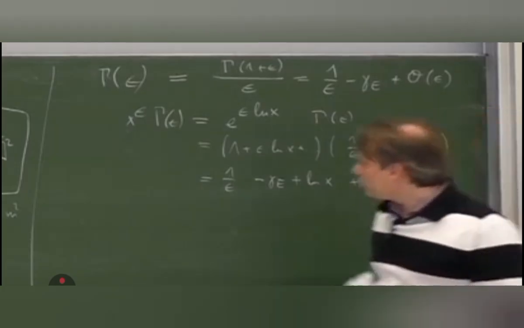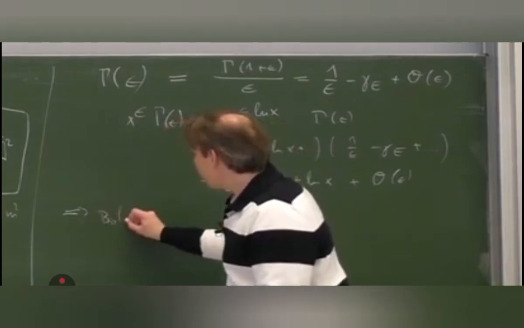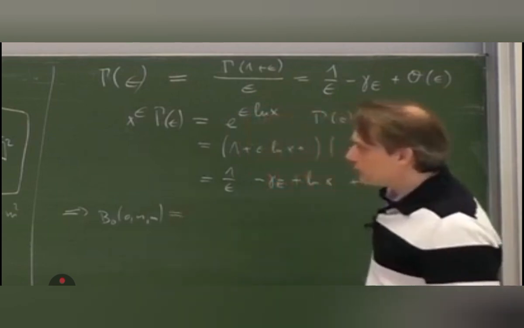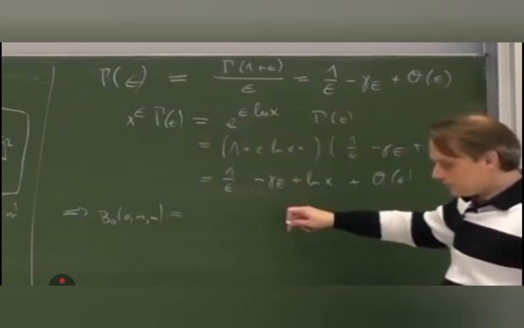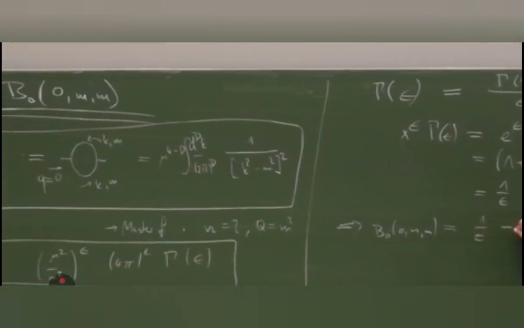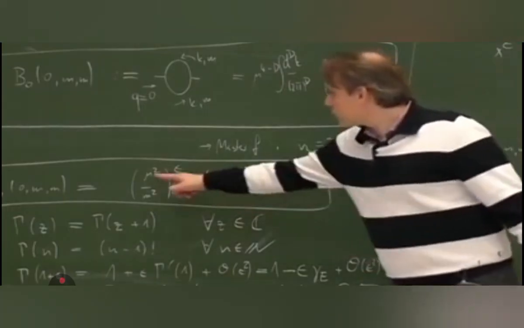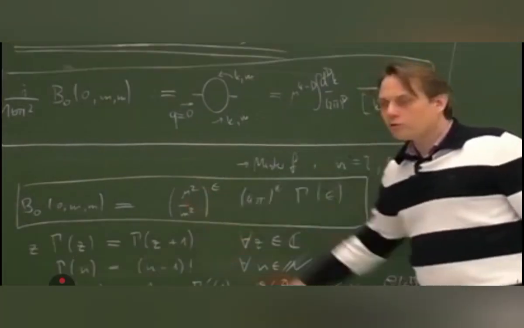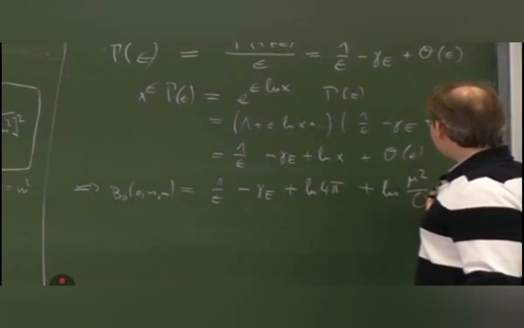And therefore we can now expand our B0 result and interpret it. B0 of 0, m is equal to the following. This whole expression now has that form: 1 over epsilon minus Euler-Mascheroni constant, then plus ln x, and ln x is the logarithm of that combination here, which can be split into the logarithm of that plus the logarithm of this. So let's first write plus ln 4 pi plus ln mu squared over q.